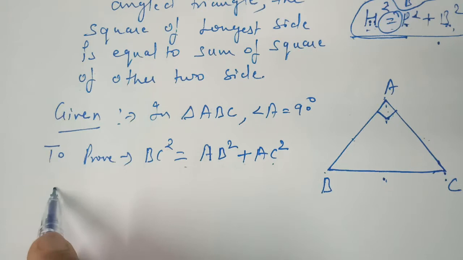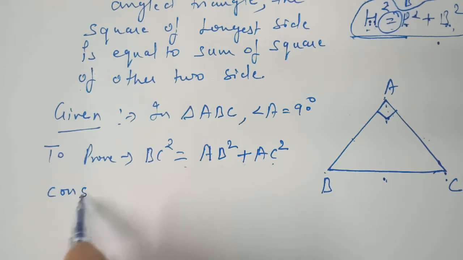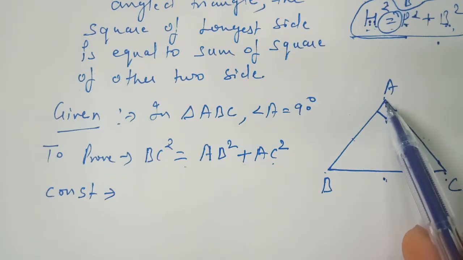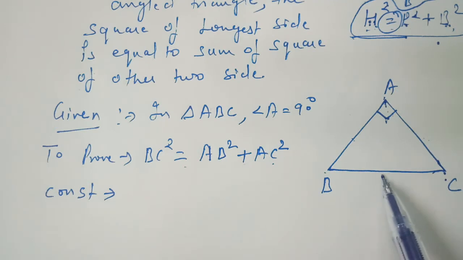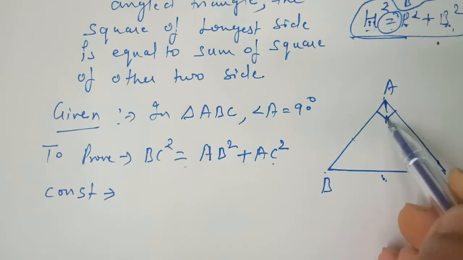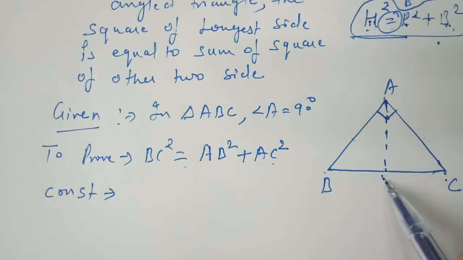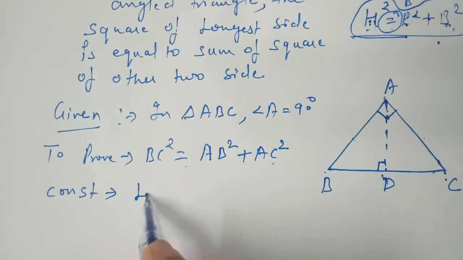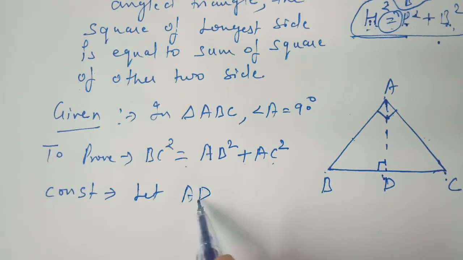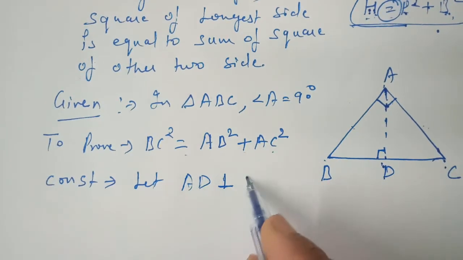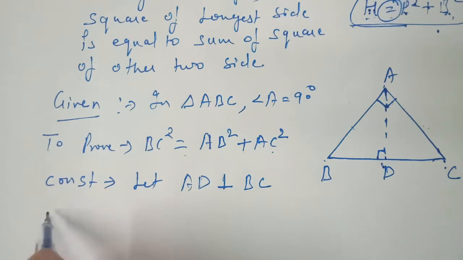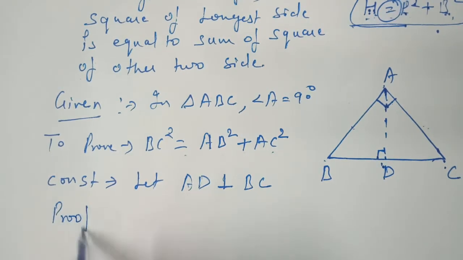Now for proving it, we have to do a construction. What will the construction be? We will draw a perpendicular from A to the line BC. Let us mark it as D. Let AD be perpendicular to BC. Perpendicular means it is making a 90 degree angle. Now let us come to the proof.